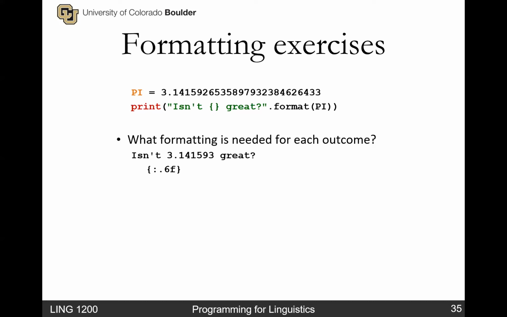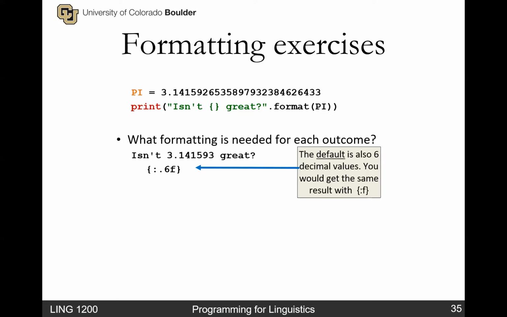All right, so for the first one, we want, of course, the digit before the decimal and then 6 digits after. So we could write it like this: curly braces :6f, F for float. Actually, I haven't told you this before, but the default for number of decimal points in the formatting method here is 6. So we could have actually gotten the same result by just doing :f.